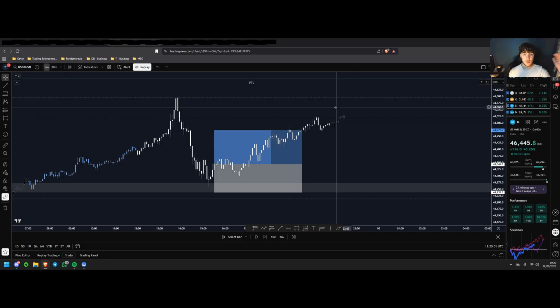Sometimes price will just blow through it, and that's understandable. However, a lot of the time price will come to these points and simply just have a reaction off it. A lot of the time it may reverse. Some other times, like I say, it will just blow through it.